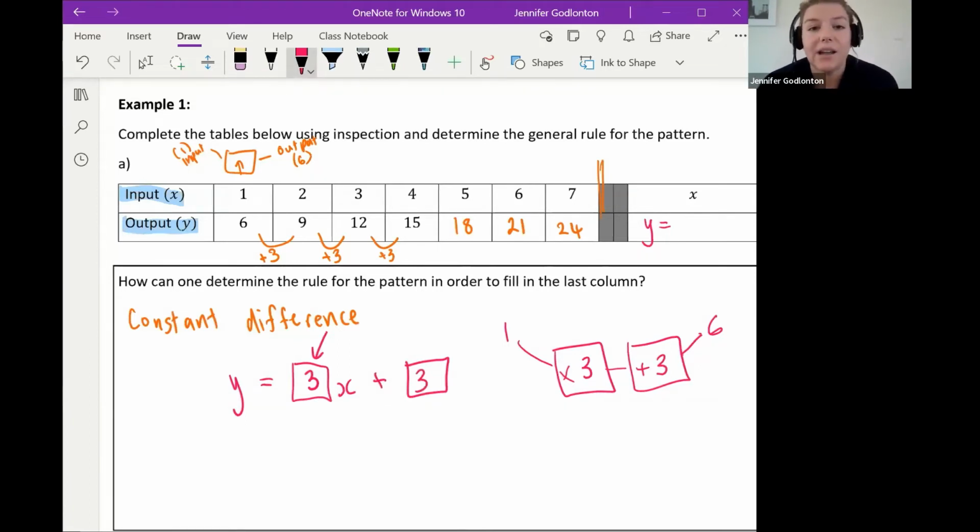Once we've figured out our rule, we want to check that it works for everything. So we're going to go back to our table and make sure it works. Let's look at this one, for example. My input is 2, so my x value is 2. 3 times 2 is 6, 6 plus 3 is 9, and we get our answer. Let's look at another one, the 4 and 15. 3 times 4 is 12, 12 plus 3 is 15. We get our answer.